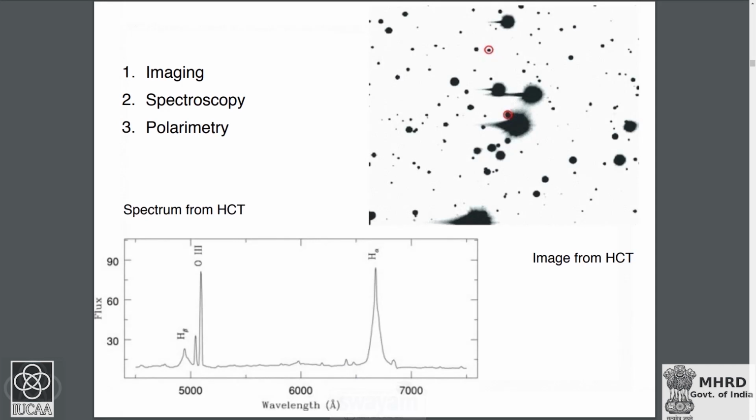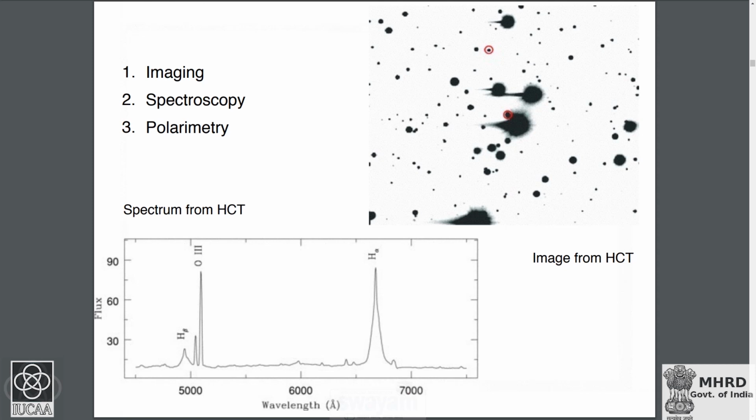What is the methodology used to do time domain astronomy? For time domain astronomy, we have to either take repeated observations of the target or scan a region of the sky repeatedly. This can be done in three modes. If you want to do imaging observations, you take repeated images of the sky or the target of interest. Alternatively, if you want to do spectroscopic observations, you record repeated spectra of the source, and the same is true for polarimetric observations.